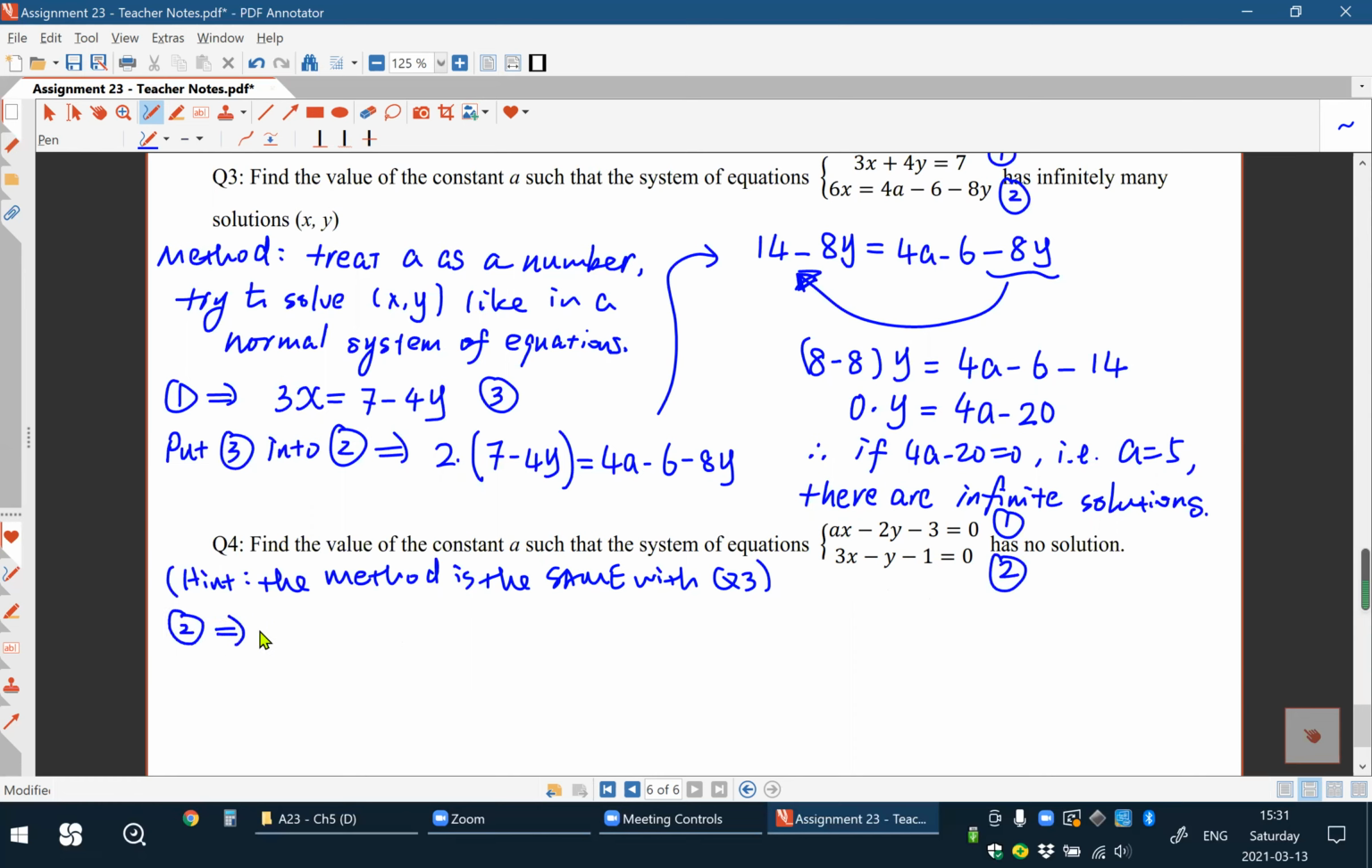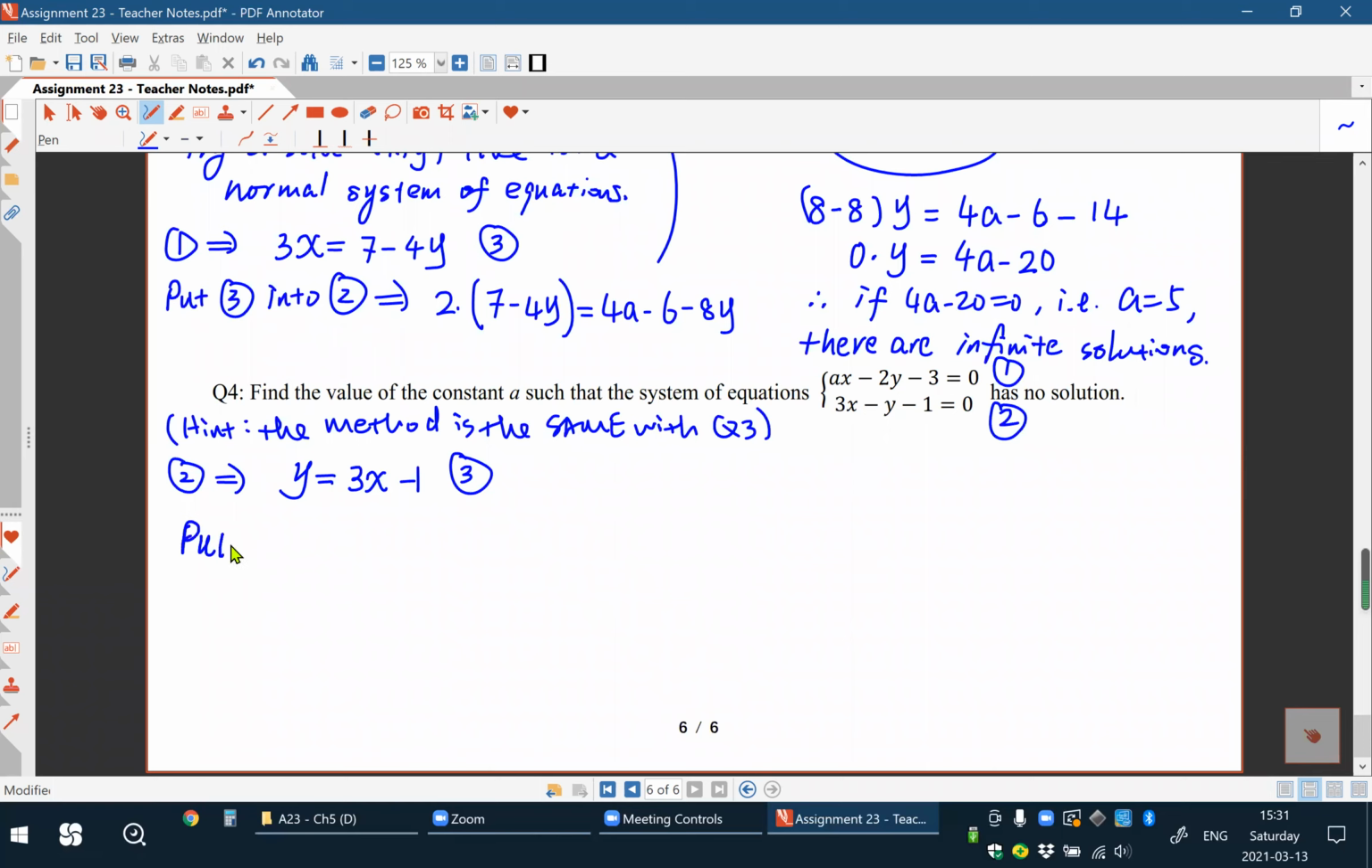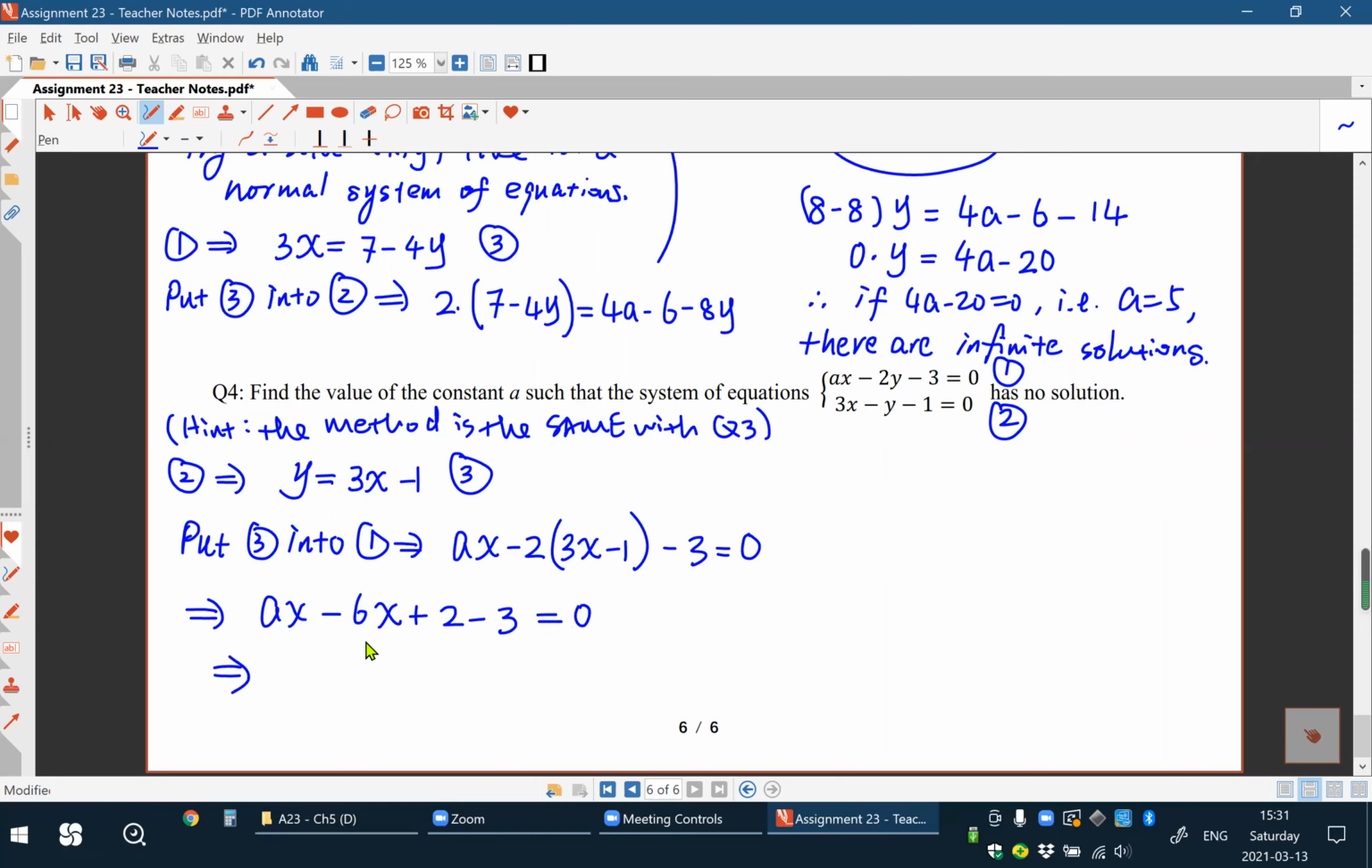This time we can start from 2 and use the substitution method. Equation 2 tells us y is 3x minus 1, right? Then let's label this 3. Okay, then we can put 3 into 1. Then you will get ax minus 2y, where 2y means twice 3x minus 1, minus 3 equals 0. Now let's simplify this equation. ax minus 6x plus 2 minus 3 is 0, right? Because here you want to solve for x, let's combine all the terms that contain x: a minus 6 times x equals 3 minus 2, which is 1, right?